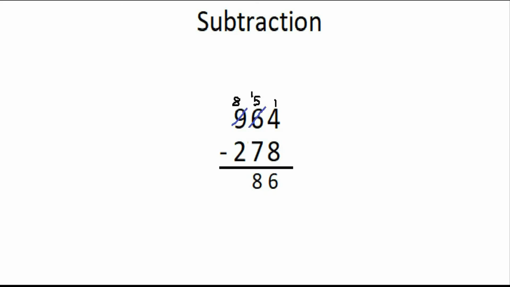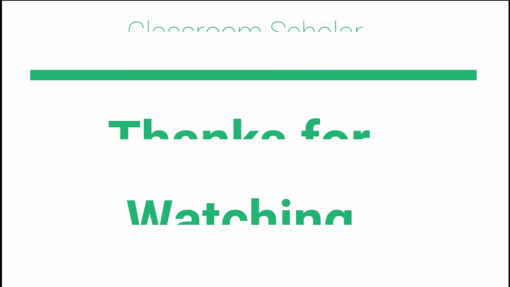Now let's move to the next column, the hundreds column. 8 minus 2. 8 minus 2 is 6. Our answer is 686. 964 minus 278 equals 686. And that was our last example.